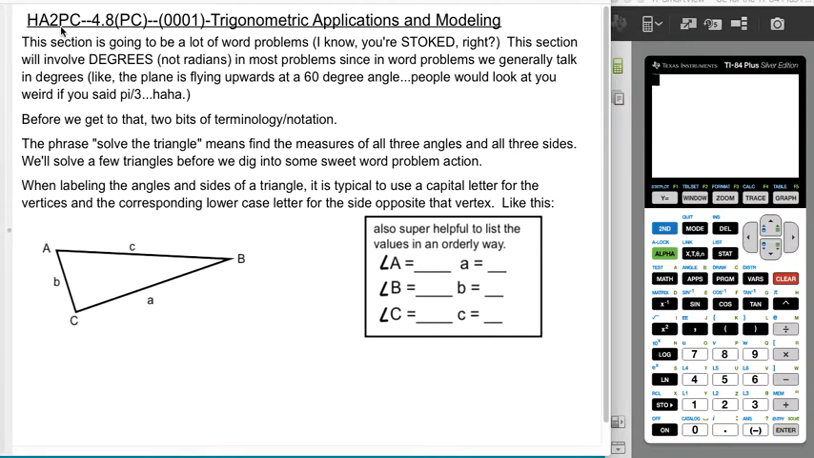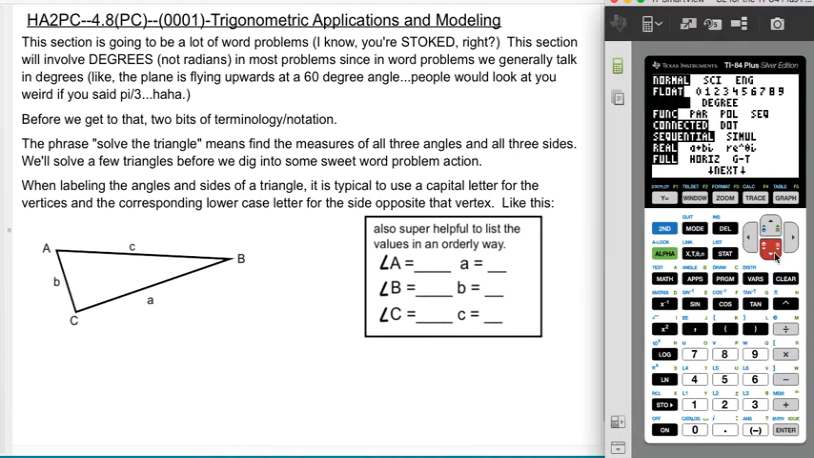If you tell somebody to take a 90-degree turn, they're going to look at you weird if you say a pi over 2 radian turn. So most of the time when you see word problems, they'll tend to be in degrees. So I'm just going to jump over to the calculator and recognize that I'm probably going to be in degree mode, so let's switch this to degrees. And that might change, but most of the time we're talking degrees when we do word problems.